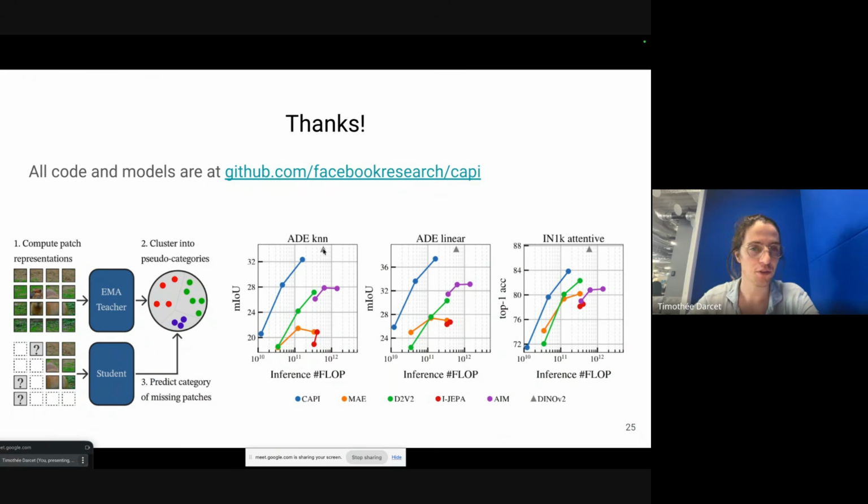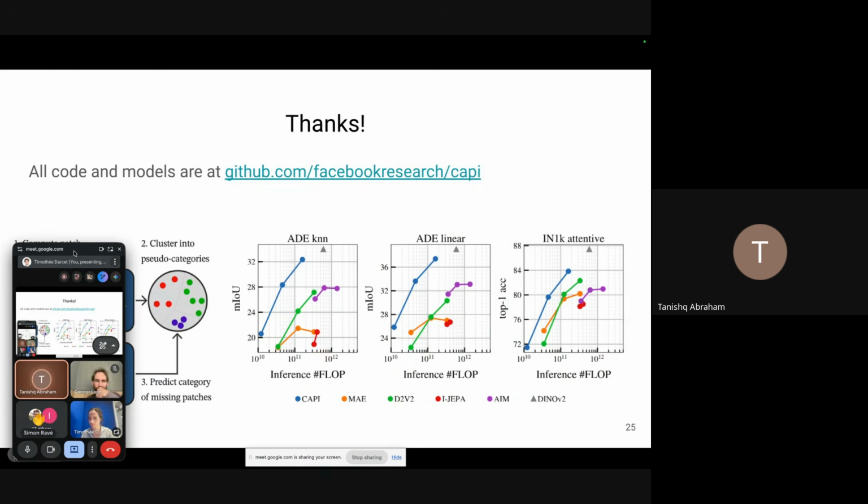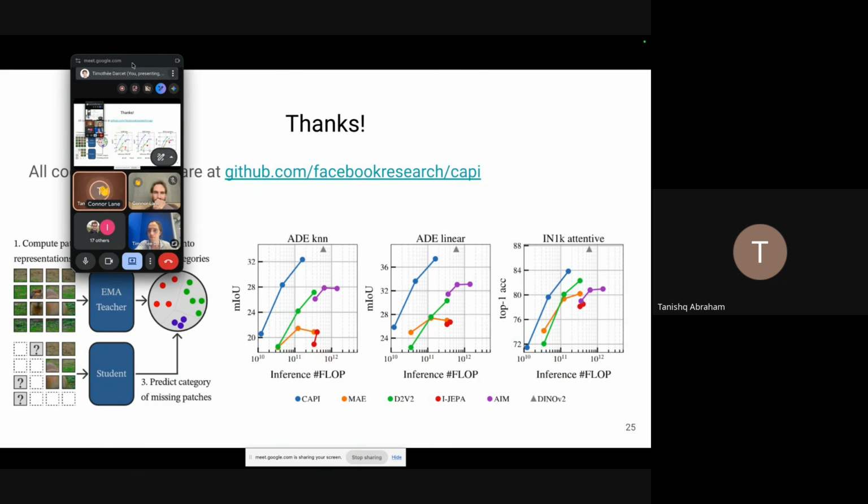Thanks very much. And if you have any question, of course, that's now. Yeah, thank you for the presentation. This was really useful, really interesting, and it's a good overview of all the other SSL methods as well. So this was a really nice walkthrough. If anyone has any questions, feel free to unmute yourself and ask.